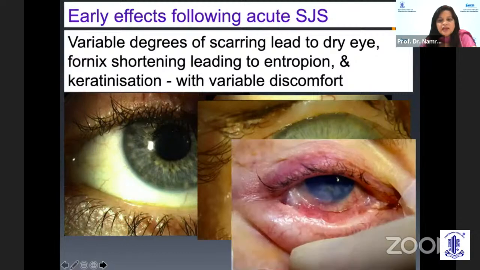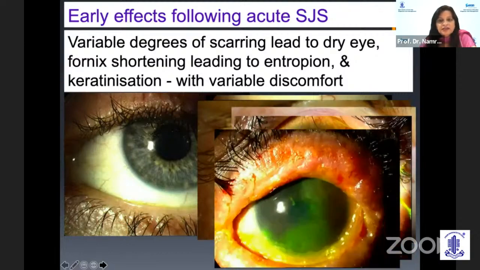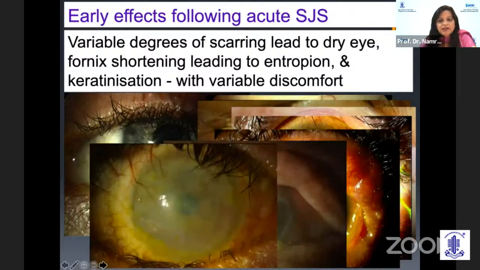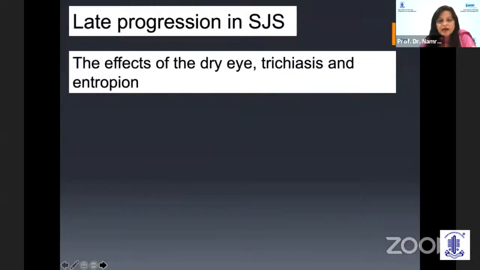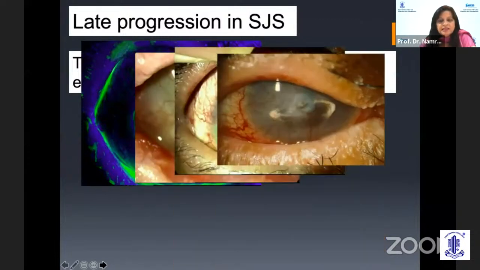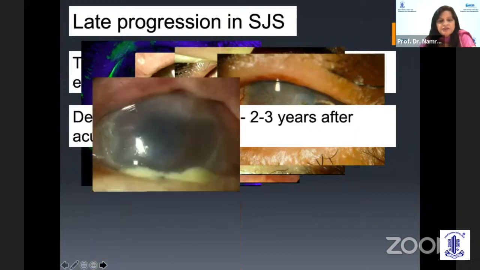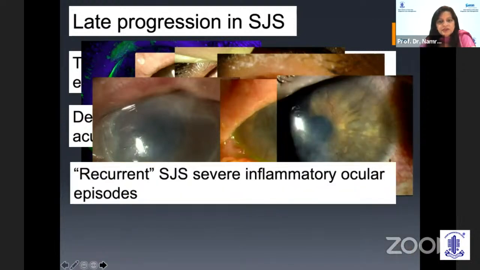And this can lead to a variable amount of conjunctivalization, keratinization, with fornix shortening leading to entropion and limbal stem cell deficiency as well. And this is the absolutely bone dry eye. So the effects are there of dry eye, of trichiasis. So there can be epithelial defects, there can be melts like this, and then there can be vascularization and lipid keratopathy and delayed surface failure, which can be seen in these pictures along with limbal stem cell deficiency.